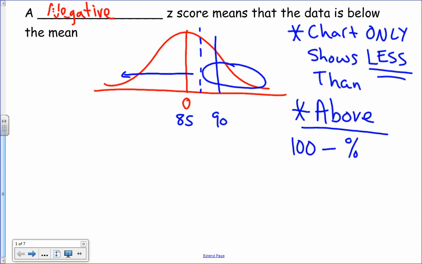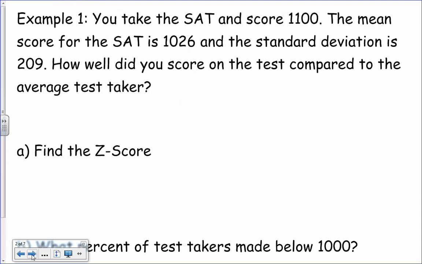But if it says less than, you keep the percentage you find on the chart. If it says above, take that percentage from the chart, subtract it from 100. Above, subtract, less than, keep. So let's look at an example.